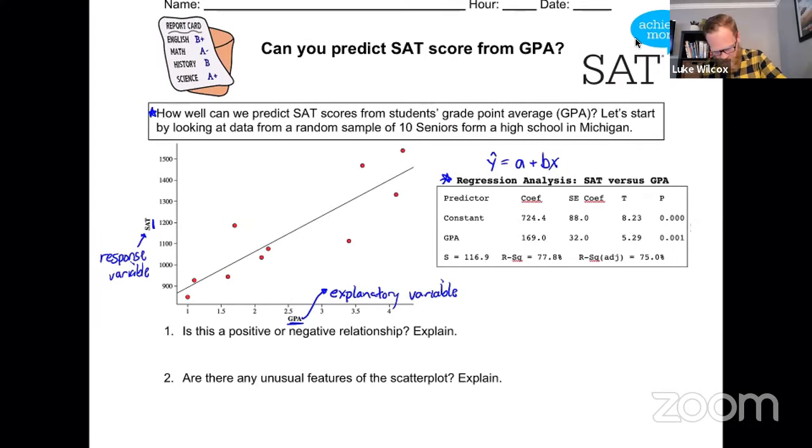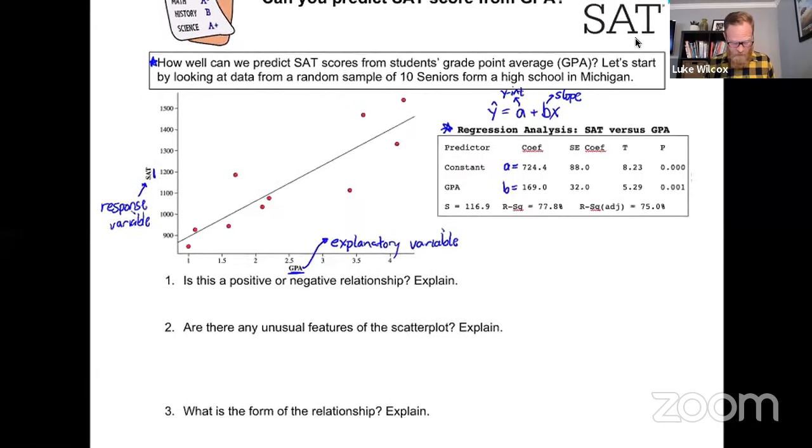Now that A value is the first number that's given to you in the computer output, and the B value is the value that's right below it. And that's going to give us the numbers that we need in order to write the equation for the line of best fit. Now I'm just going to give you that quick reminder again that the A value is the Y-intercept and the B value is the slope. Now we're going to talk about some of these other values in this computer output as we work through the activity for today. All right, so let's get into the questions here.